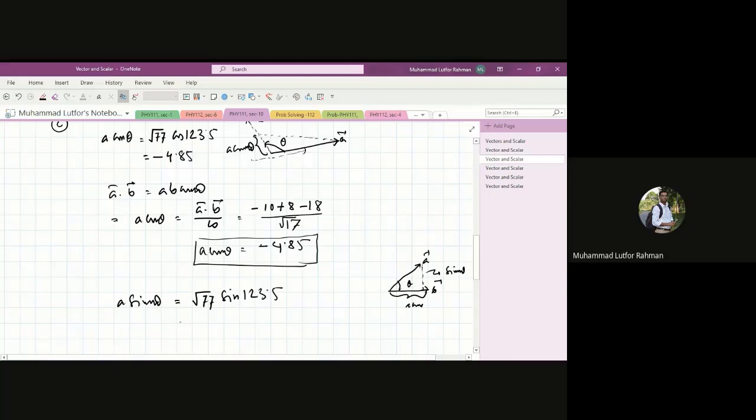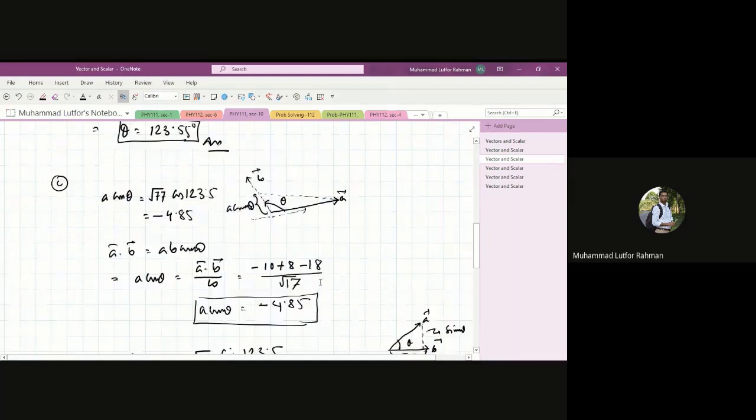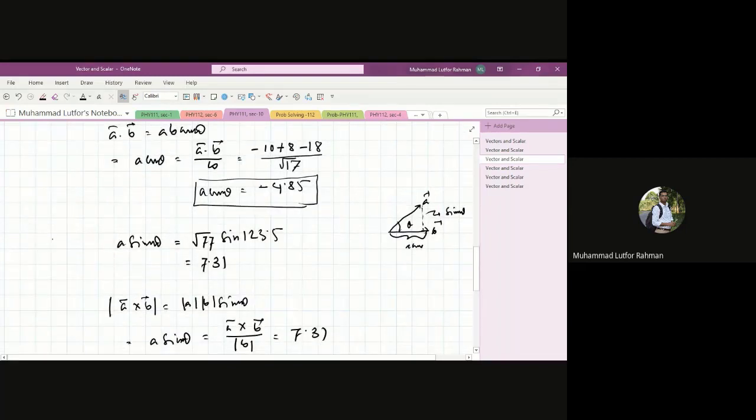And A magnitude is again 77 into sine 123.5. I find out that angle. In that case, you'll find out that length would be 7.31. You can also find out using the cross product idea, A cross B. I'm taking the magnitude. So there needs to be the magnitude of A, magnitude of B into sine theta. So that's when I'm taking only that A sine theta from there. This would be A cross B basically divided by magnitude of B. That will also give you the same result, 7.31. You can check that if you don't believe my answer. So the answer to this question is D.